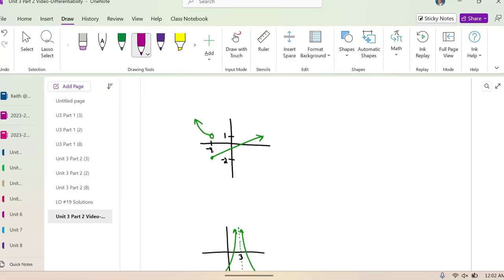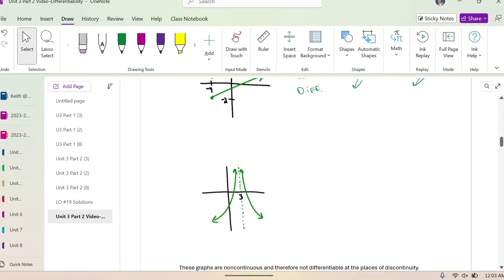Here, there's a jump discontinuity at negative 4, so it's continuous from negative infinity to negative 4, union negative 4 to infinity, and it's also differentiable on the same interval. So basically, it would not be differentiable where it's not continuous.